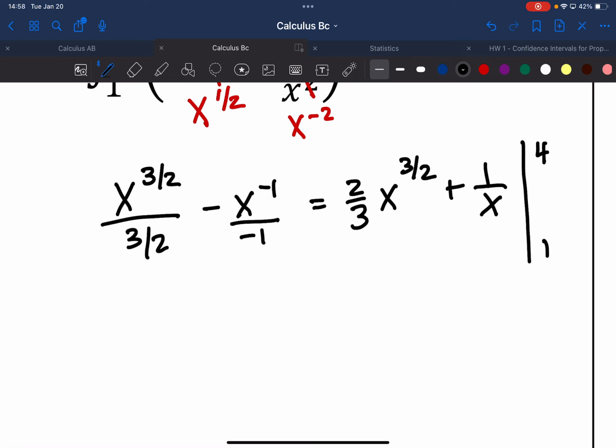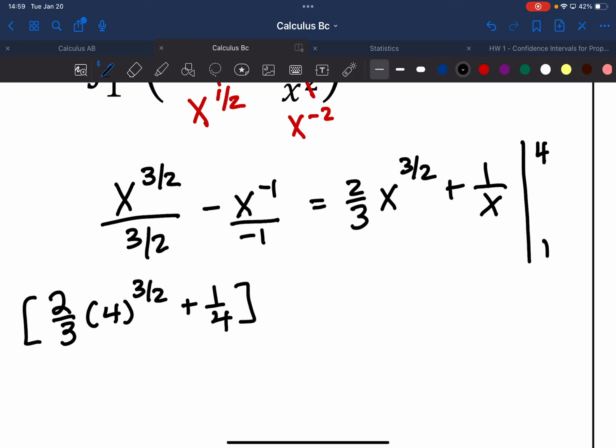Okay, so from here, what number am I going to plug in first? 4, always the upper bound. So I have 2/3 times 4 to the 3/2 plus 1 over 4. Okay, minus, and then I'm going to plug in 1. So 2/3 times 1 to the 3/2 plus 1 over 1.